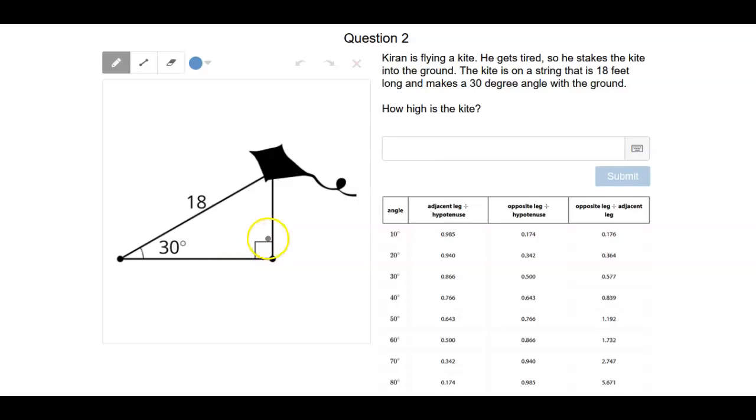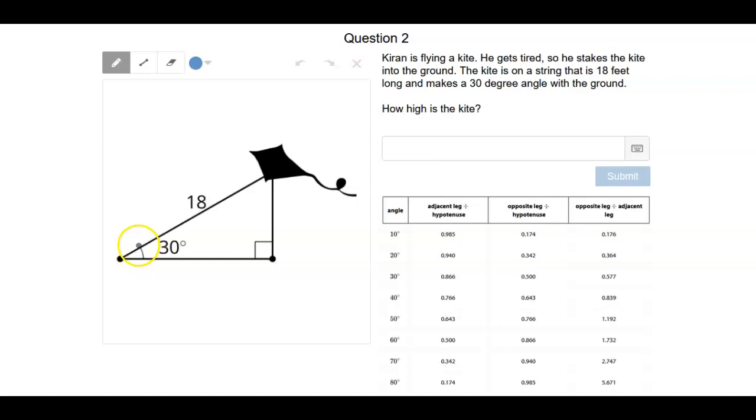The kite is on a string that's 18 feet long. So from the stake to the kite is 18 feet, and it makes a 30-degree angle with the ground. And we want to know how high the kite is. So anytime that we measure altitude or height, we always go perpendicular to the ground. So that's why we have this right angle here.